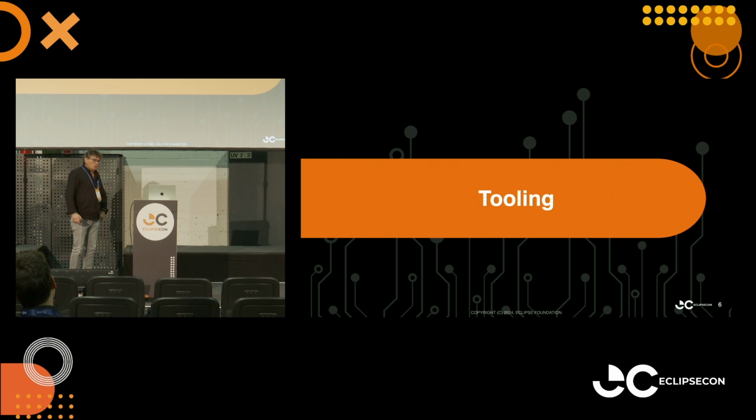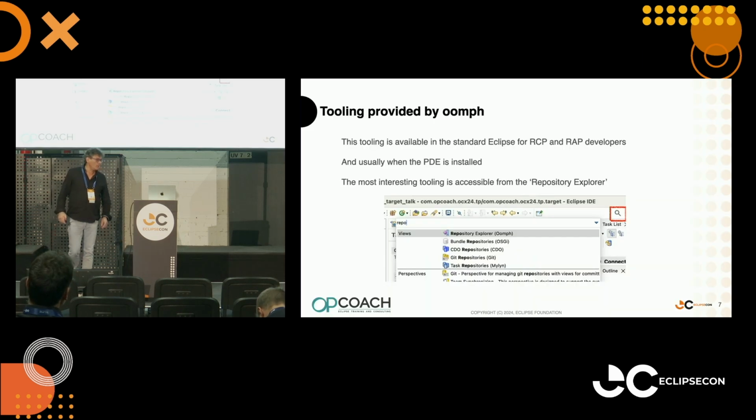So, some slides about the tooling. The tooling for target platform management is a little bit hidden in Eclipse. I would not say all the tooling, but a majority of it comes from Oomph, which is also used for managing the Eclipse installer. But Oomph provides a specific view, the repository explorer view, which is the entry point to get all the different dialogs that will give you information about your target platform.